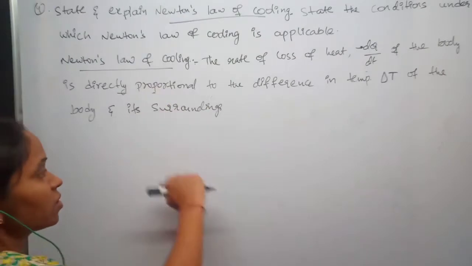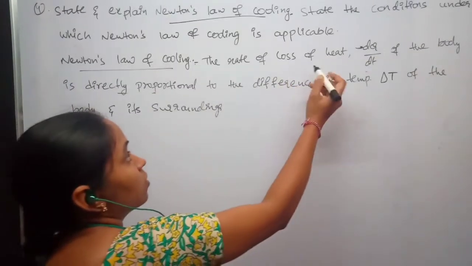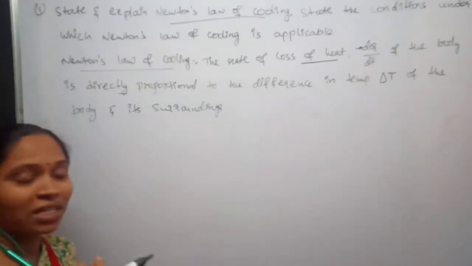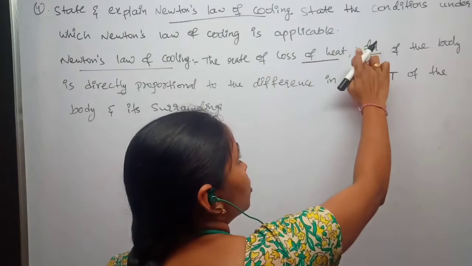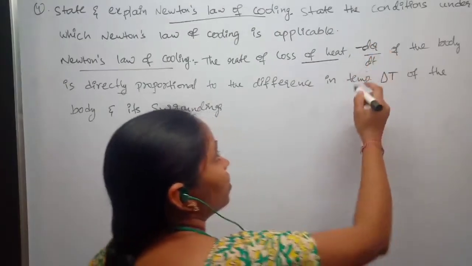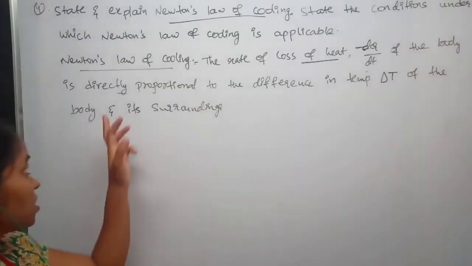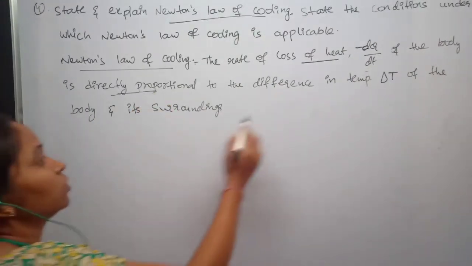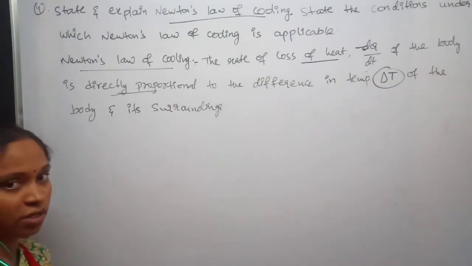Newton's law of cooling: the rate of loss of heat, here the loss of heat takes place with respect to time, which is minus dq by dt, of the body is directly proportional to the difference in temperature of the body and its surroundings.